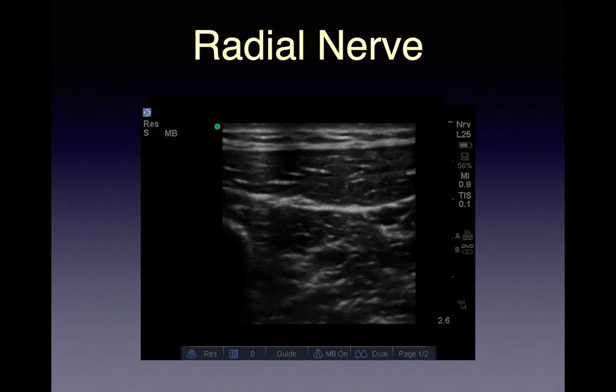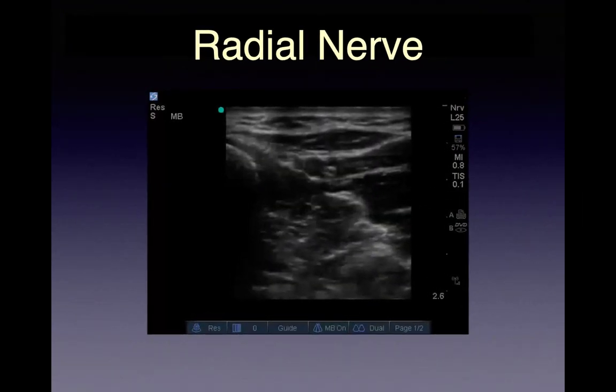Here's an image of the radial nerve in the proximal forearm. You can appreciate the importance of pre-scanning. You can see how far the radial artery in red separates from the nerve highlighted in orange. This would be an excellent place to anesthetize the radial nerve, as the likelihood of arterial puncture would be very minimal.